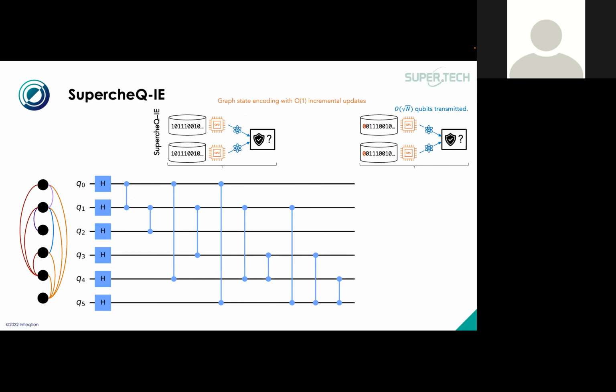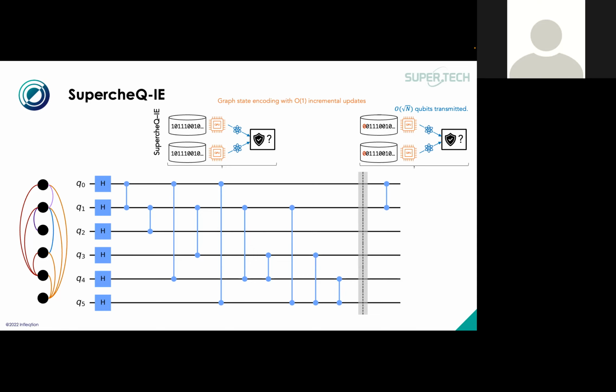One more thing that I forgot to say about SupercheQ IE is that notice that everything here is a Clifford circuit, or Clifford gates. All you've got is Hadamards and CZs. And the swap test does require a controlled swap, which is non-Clifford. But if you do the destructive swap test, then it is Clifford again, which means that this entire circuit could be run without any T-gates, without any magic state distillation, in the fault-tolerant regime.